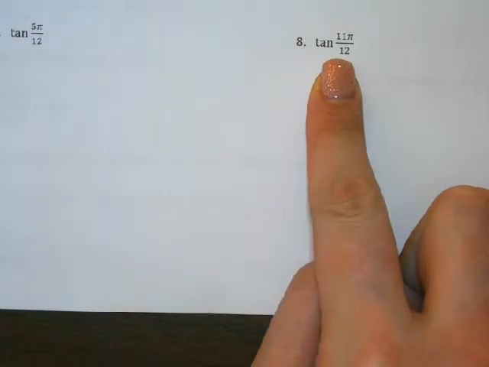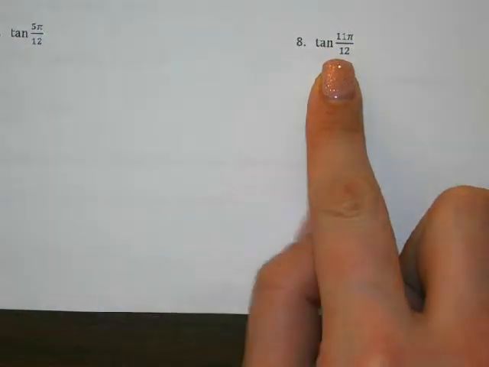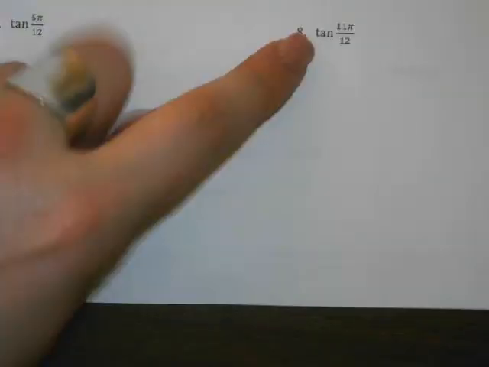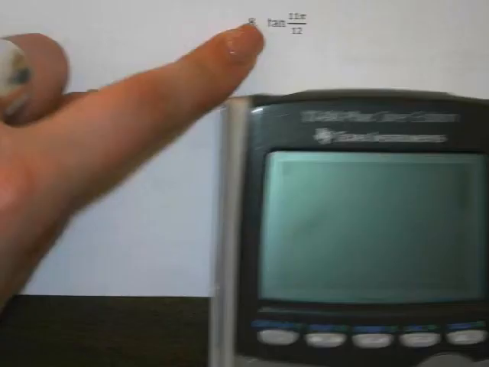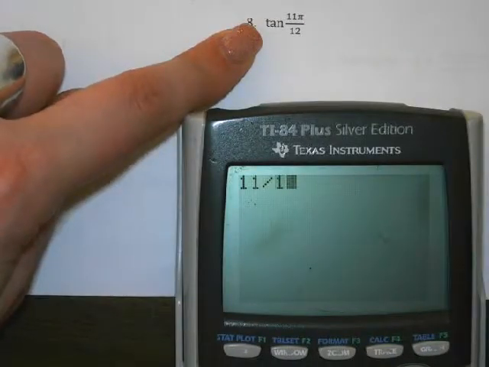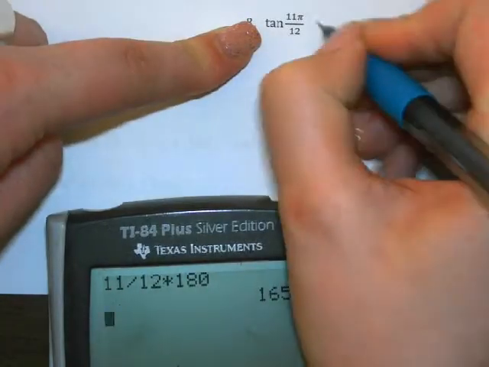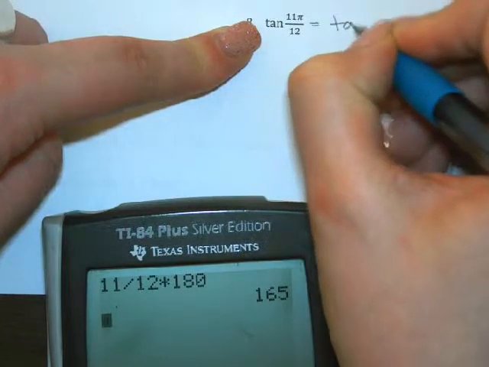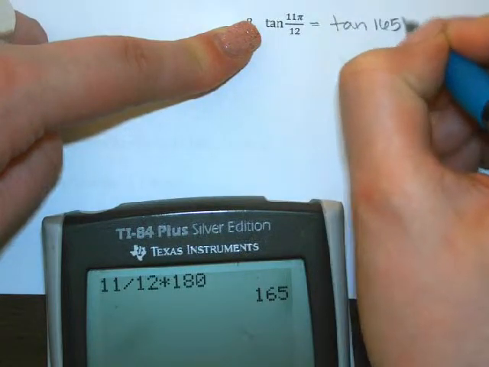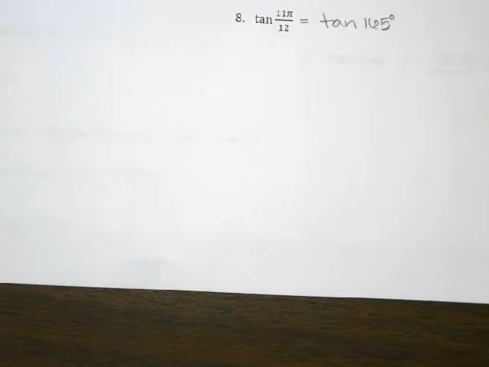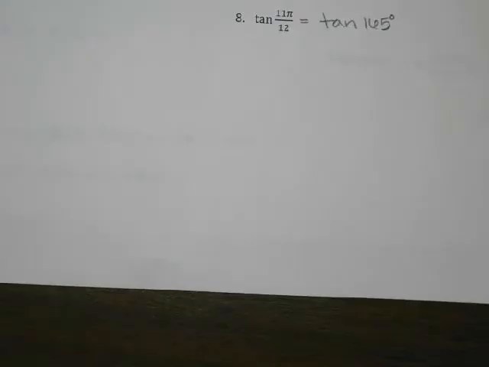These ones are in terms of radians. I don't know about you, but it's hard for me to think about adding fractions to 11/12 or subtracting fractions to 11/12. So what I normally do is I convert it into degrees. So 11 divided by 12 times 180 is 165. So I would say this is the same thing as tangent of 165. And what are some numbers on the unit circle that add or subtract to 165?